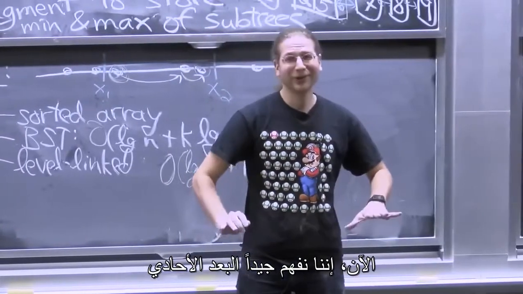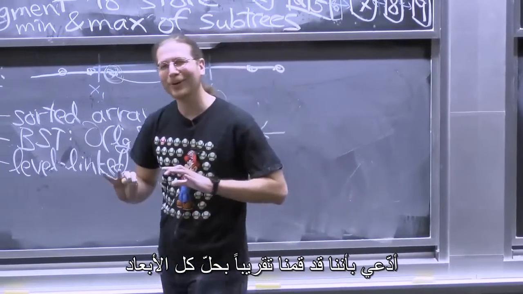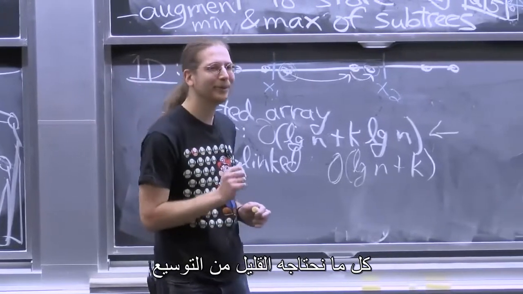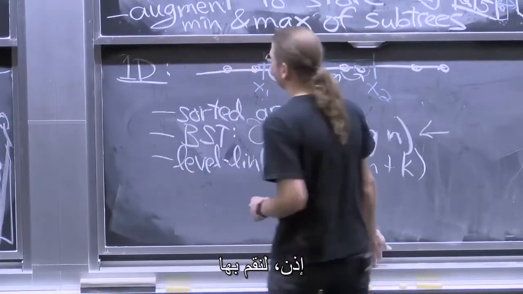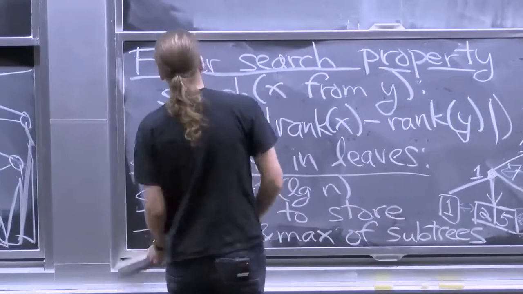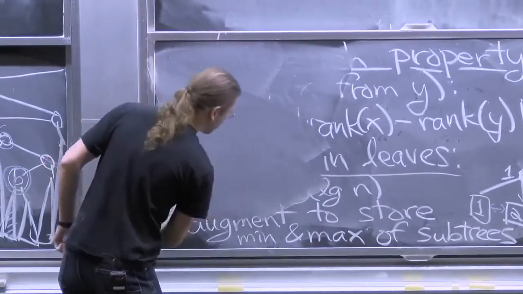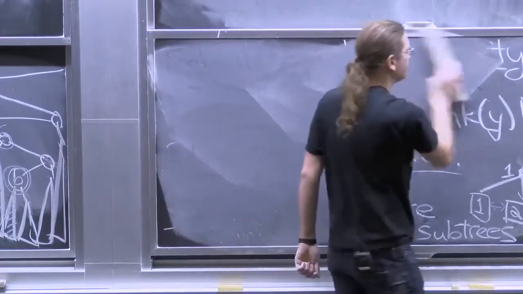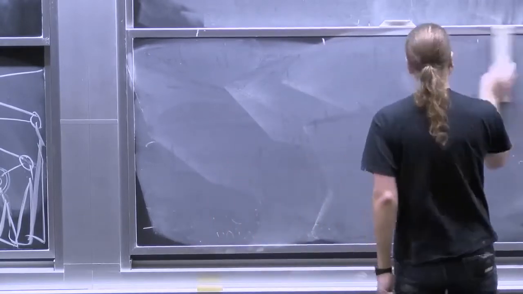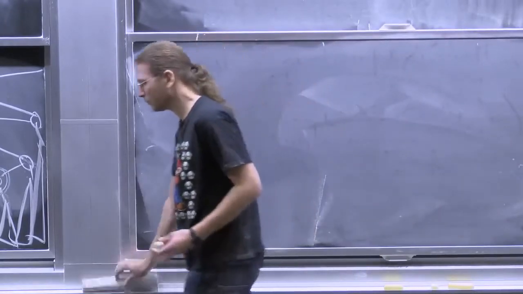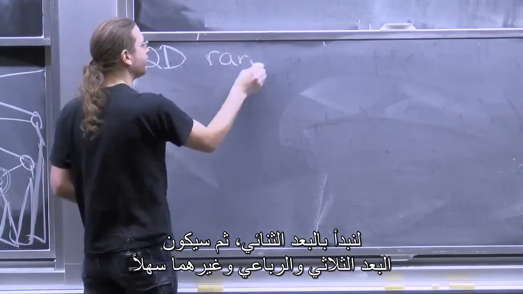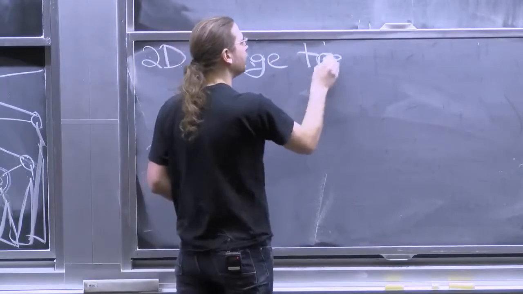Okay, now we really understand 1D. I claim we've almost solved all dimensions. All we need is a little bit of augmentation. So let's do it. Let's start with 2D, but then 3D and 4D and so on will be easy.